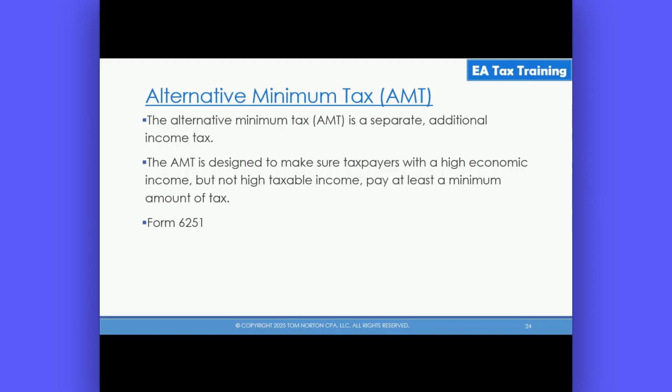The problem is that over time, it has now come to affect a lot more than just the super wealthy people. You can have middle income type of taxpayers who end up having to owe the alternative minimum tax just because of the way that the rules work. So we do want to be aware of this and how it works. It is reported on this Form 6251.